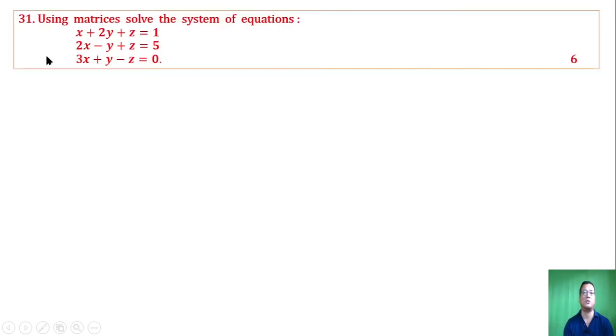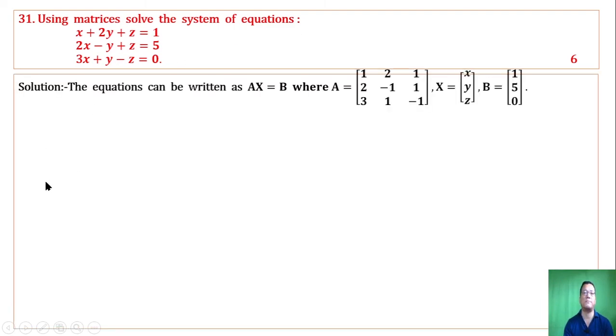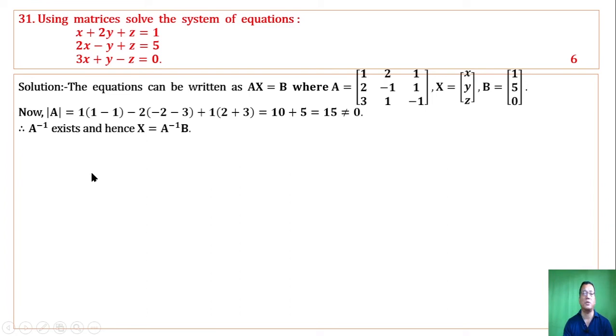Question 31. Using matrices, solve the system of equations. The matrix system of equations can be written as AX = B, where A is the coefficient matrix, X is the column matrix formed by the unknowns, and B is the column matrix formed by the constants. Now, taking the determinant of A, we get 15, which is not equal to 0. Therefore, A inverse exists, and hence X = A inverse B.